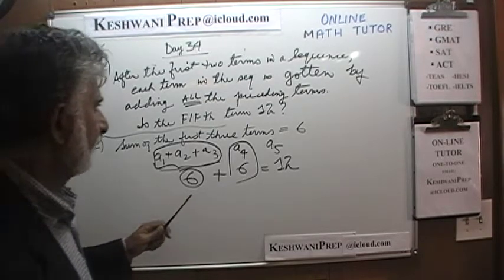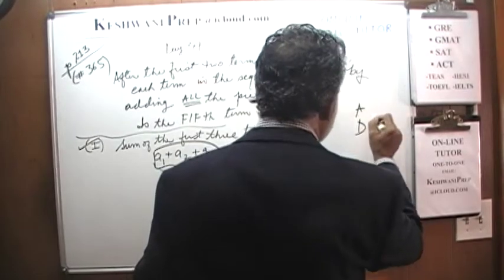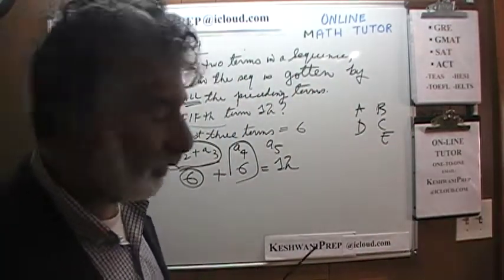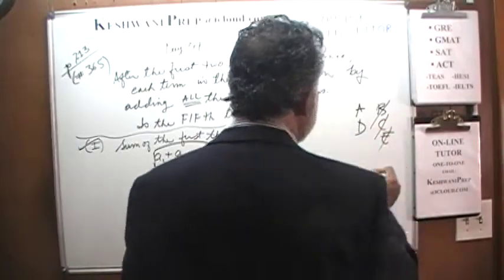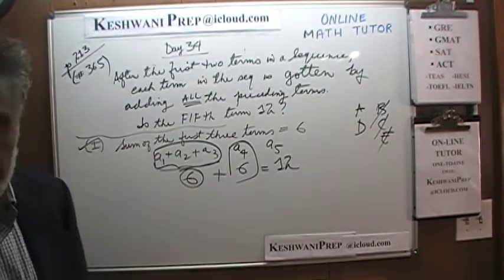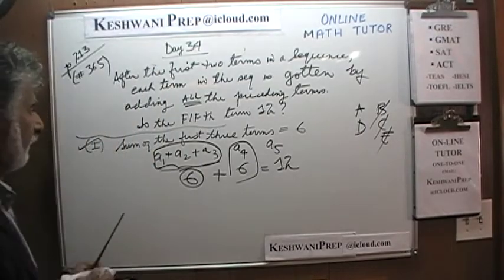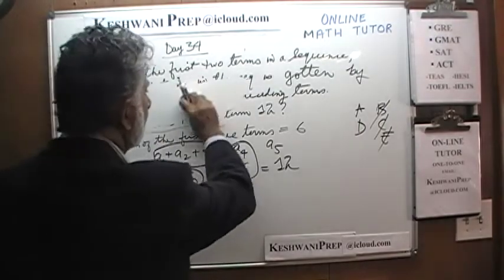The answer is yes. A, D, B, C, E. Since we know that the first statement by itself was enough, we know the answer cannot be B, C, or E. It will have to be either A or D, depending on how useful the second statement is. Let's look at the second statement on the top.